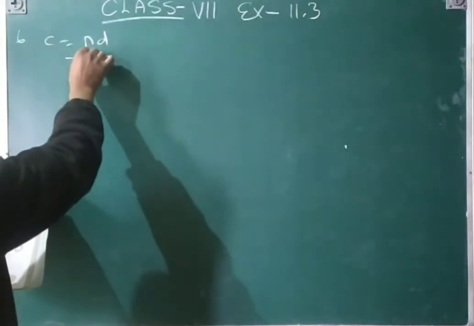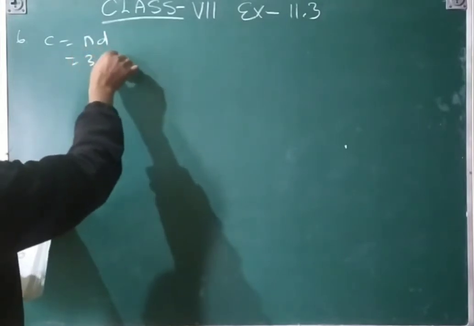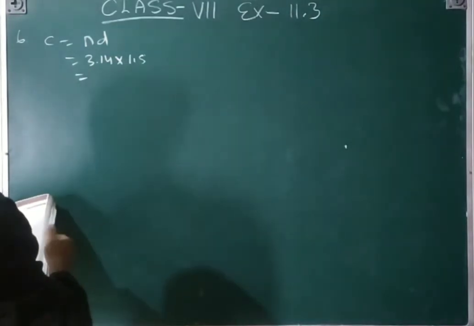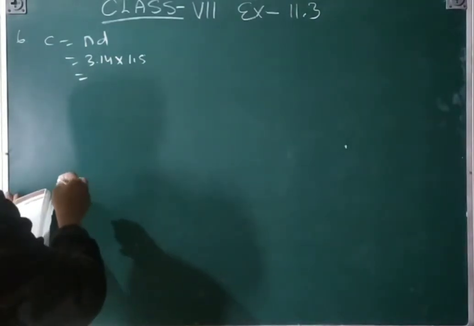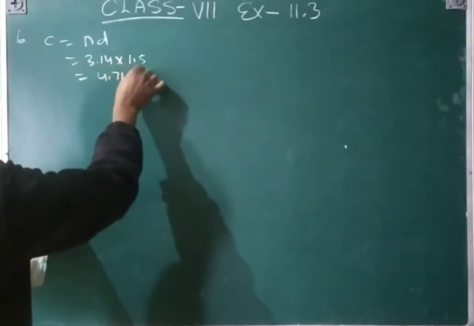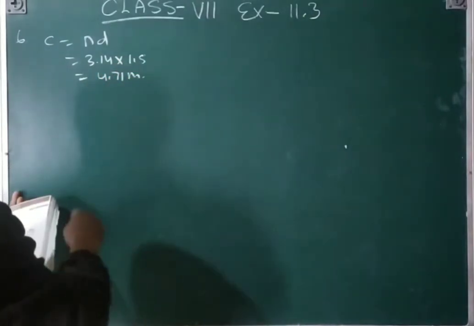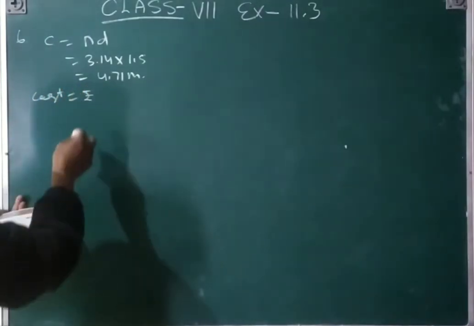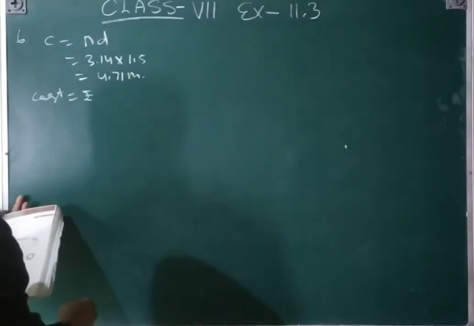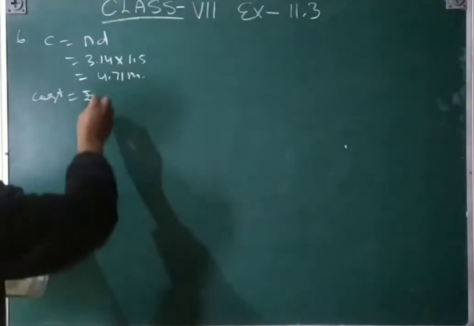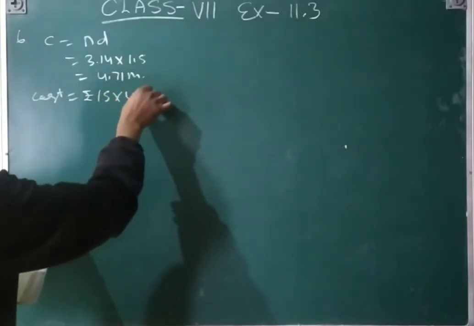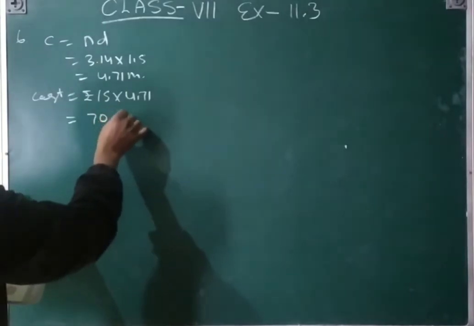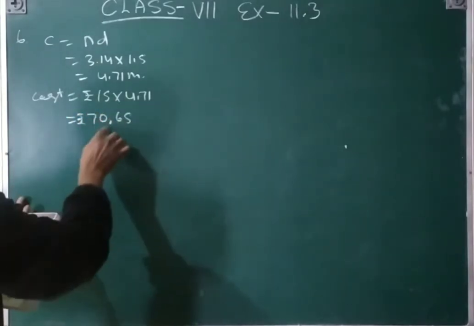So the pi value is given, 3.14 into d, which is 1.5 meter. So that will be 4.71 meter of lace needed to cover that table. And then cost is equal to the rate given there. The rate is 15 into 4.71. So multiply, that will be 70.65 rupees by the multiplication of that.